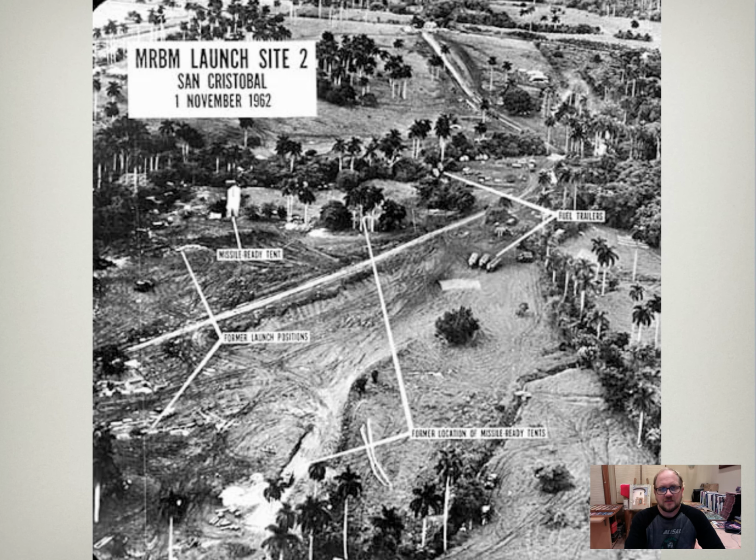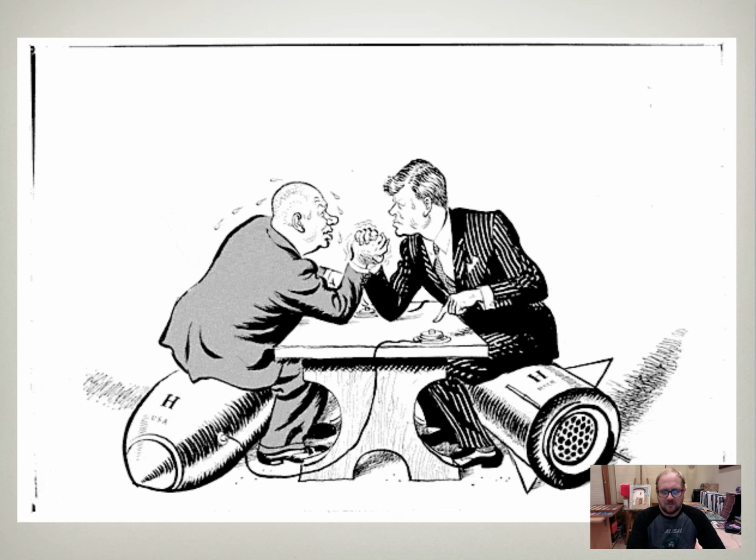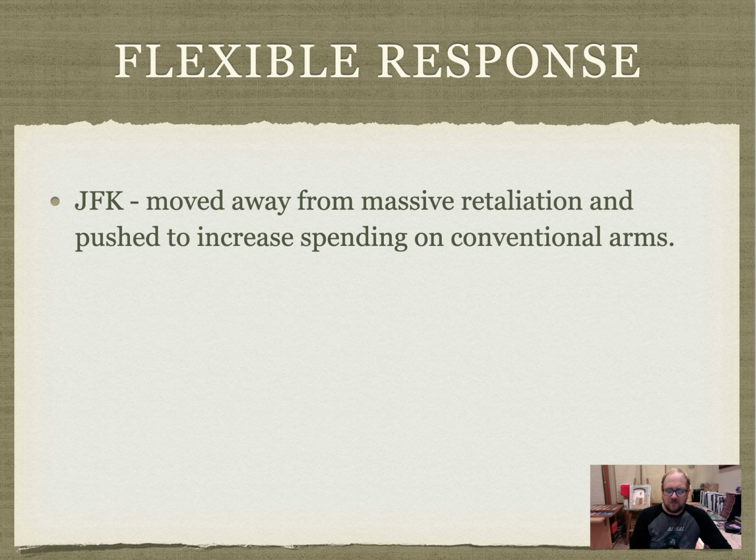And there's again some more of the satellite pictures that allowed us to know that there were missiles there. And you see Kennedy and Khrushchev both doing this arm wrestling match, both of them with the hydrogen bomb, nuclear weapons, both in their back pocket. Kennedy will move forward with a Cold War strategy called the flexible response.